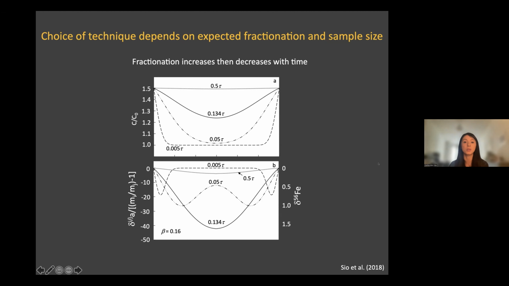So it's also useful to know whether you should be picking crystals for which diffusion has affected the core, because that will give you the largest fractionation to measure.